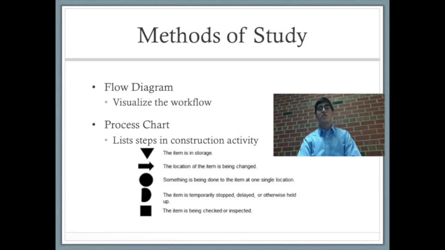Methods of study that we used. One is a flow diagram, which allows engineers to visualize the workflow on the job site in order to identify inefficiencies and make changes if possible. The flow diagram follows the steps of an activity chronologically and shows the movement of people or things. A process chart typically accompanies the flow diagram and lists all the steps in a construction activity.